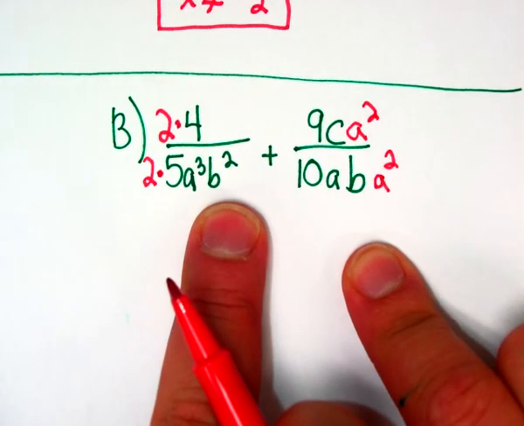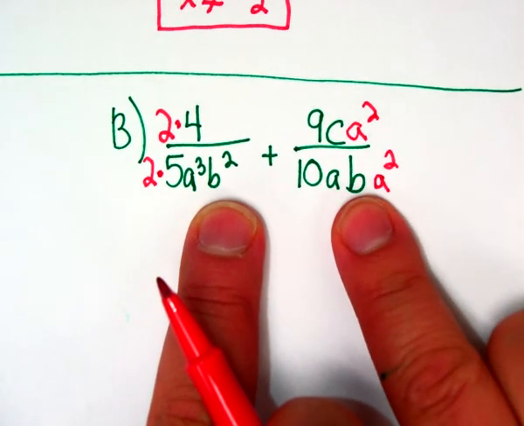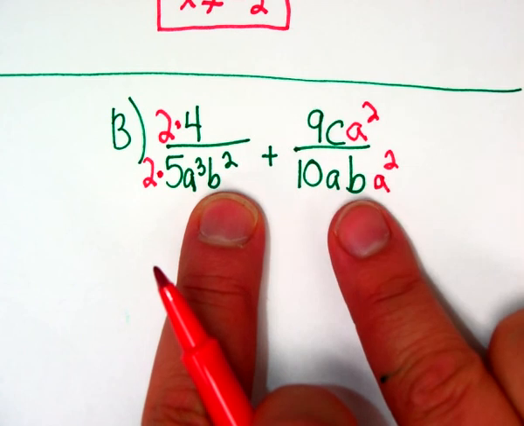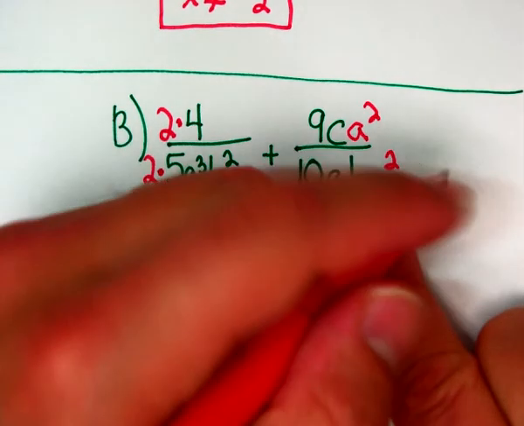Let's look at our b's. We have a b squared and then a b, which means there's 2 on the left and only 1 on the right. So let's go ahead and put 1 more on the right side.